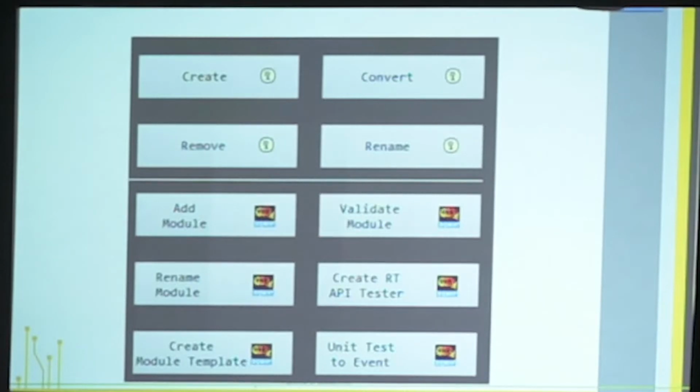The scripting tools, really easy. The four buttons at the top are for calling the scripting tools to create events, remove events, convert, etc. All the DQMH stuff is in these buttons. The ones at the bottom are related to modules, to creating module templates, etc.